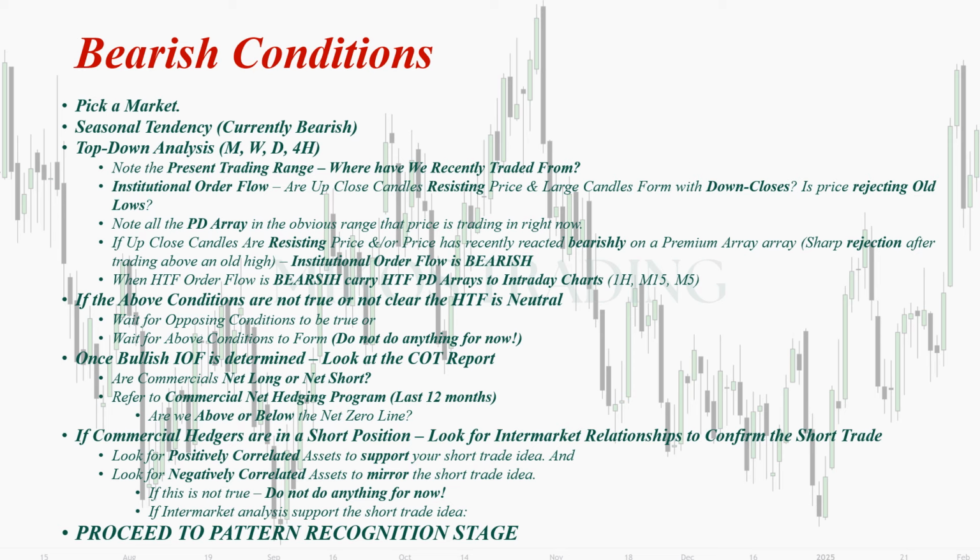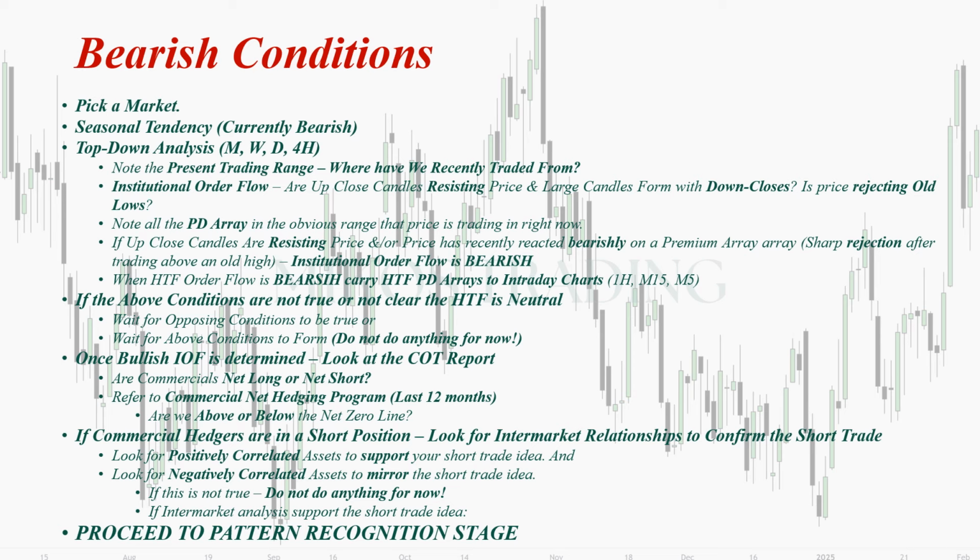For the top-down analysis, I start with noting the present trading range, and by looking at where we have recently traded from. After that, I'm trying to determine institutional order flow. If up-close candles are resisting price and/or large candles form with down closes and/or price has recently reacted bearishly on a premium array, for example, price has a sharp rejection after trading above an old high, institutional order flow is bearish. When higher time frame order flow is bearish, I carry higher time frame PD arrays to intraday charts, 1 hour, 15 and 5 minute charts.